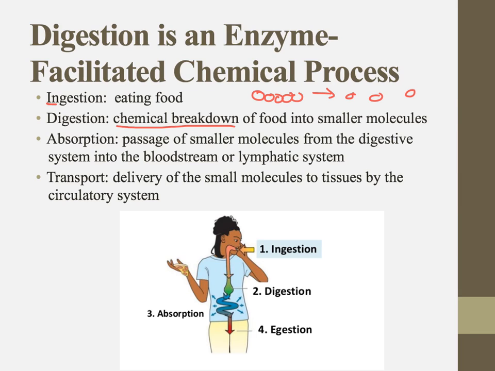Okay, then we have absorption. So absorption is something that ends up with those molecules being in either your bloodstream or your lymphatic system. So getting the molecules out of the food and into your bloodstream to the rest of your cells. And then we have transport, which is how those small molecules are delivered to the tissues via the circulatory system.